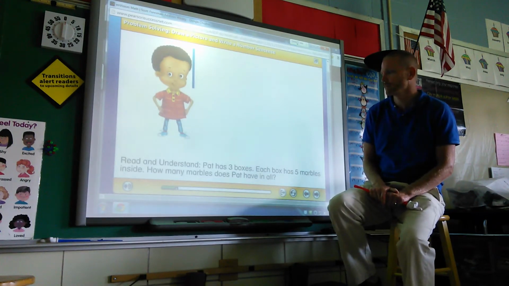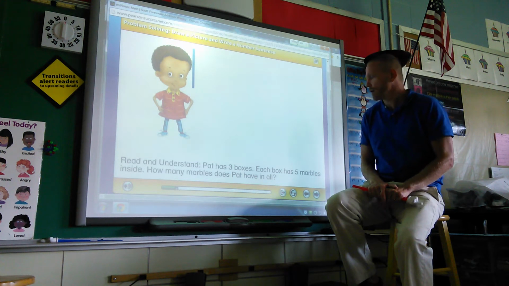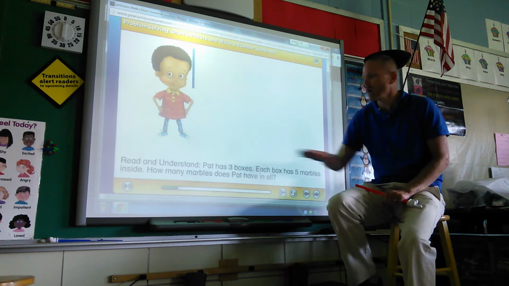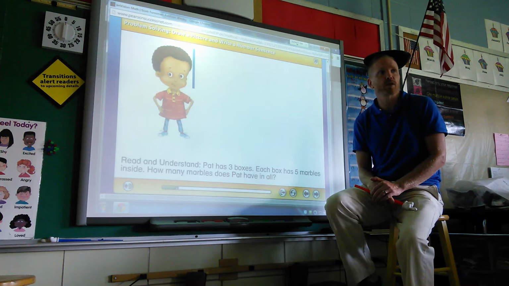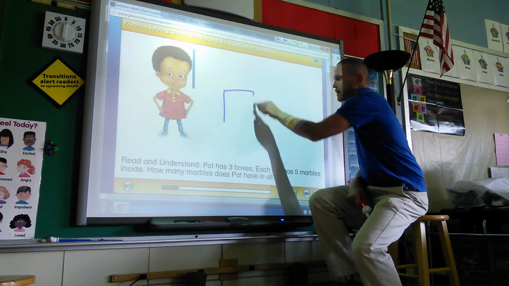Read and understand. Pat has 3 boxes. Each box has 5 marbles inside. How many marbles does Pat have in all? Okay, so the first thing we want to look at is we really want to pay attention to what we're reading. Pat has 3 boxes, so that's going to tell us how many groups we're looking at. So you would want to draw the 3 boxes for Pat.